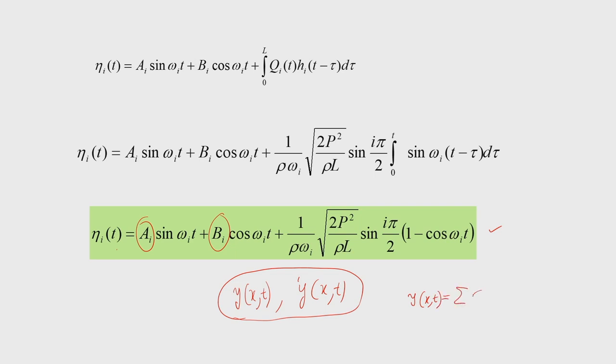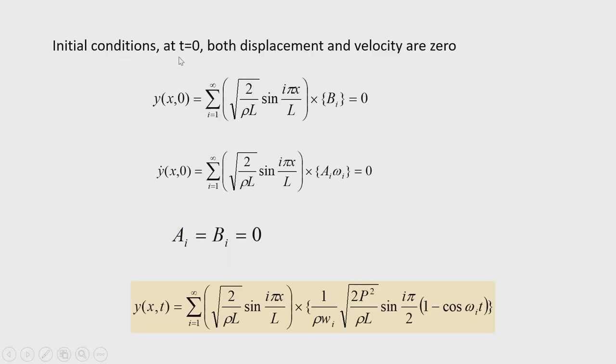is equal to phi_i(x) into eta_i(t), and y dot, that is the velocity, is equal to phi_i(x) eta_i dot(t). Okay. So the complete response we have to write like that, and then we will apply the initial condition. Okay. So the initial condition at t equal to 0: both displacement and velocity are 0.